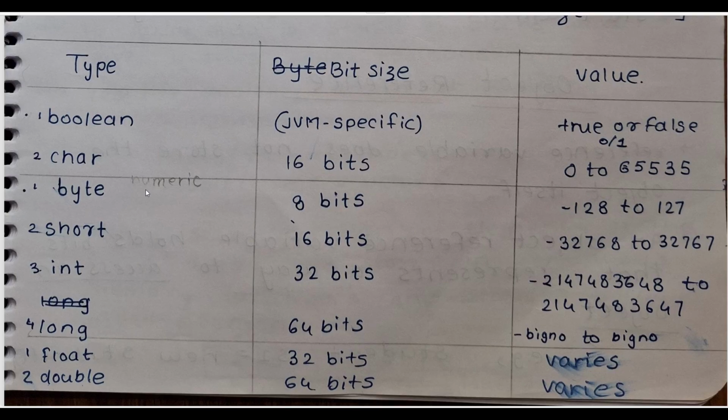Okay? So there are more types like byte, short, int, long, float, double. Like integer, you have used it so many times. Okay? Just like that, others are the types of variables. Just note this down, but you don't have to memorize it. Okay.